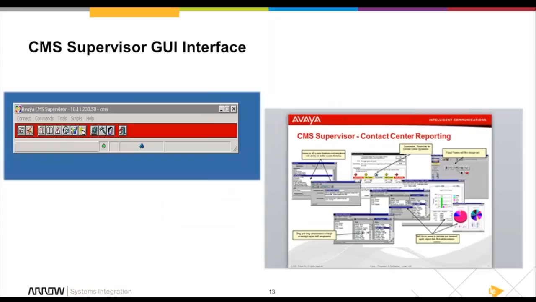What you will have as a manager of the business or a supervisor is this GUI interface we're going to call CMS Supervisor. CMS Supervisor allows you to manage your call center system. As you can see to the right there, I usually give up to 10 windows to all my supervisors and managers so they can have multiple screens open so that they can equitably manage their systems.